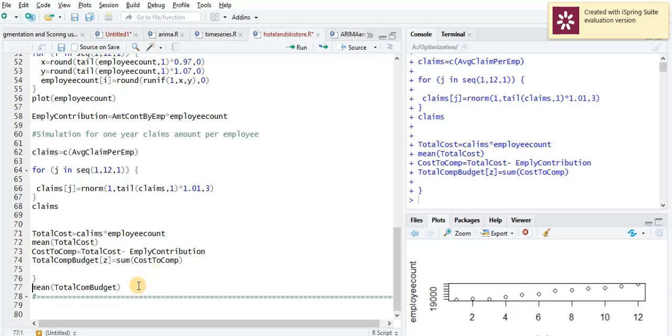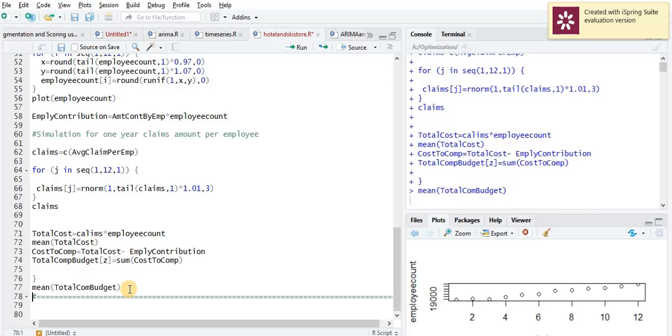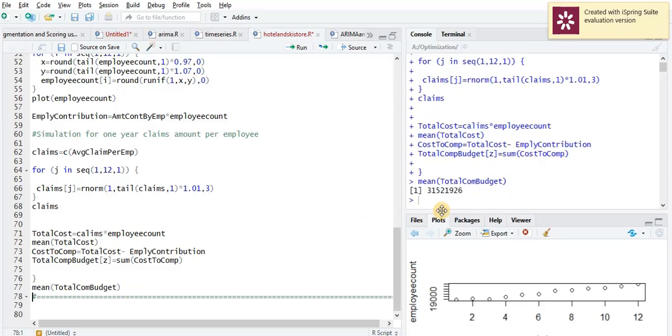Now it has been successfully run, and we have to take the mean of the array because it is simulation data from 200 runs. The mean of the 200 runs gives us this value as the total amount that the company has to maintain across the next year.